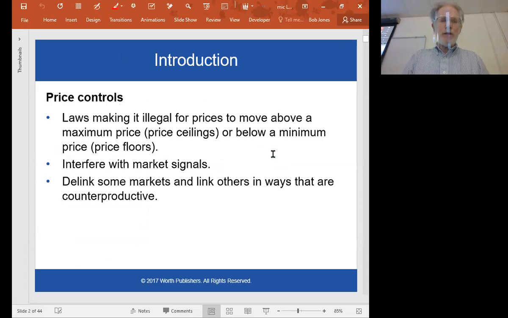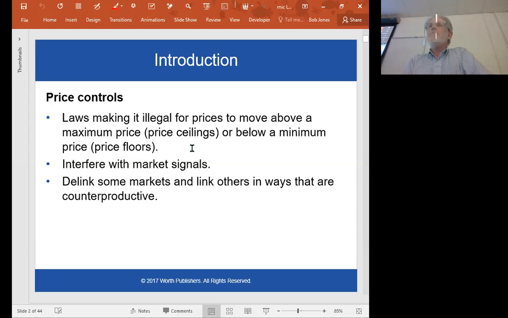So just a few introductory ideas. When we talk about price controls, right, we're talking about laws that make it illegal for prices to move above a maximum price or below a minimum price. So the ceiling is where you have a maximum legal price for something, and a floor is where you have a minimum legal price. Okay? Basic idea is the government has looked at the equilibrium price and they've decided they don't think that's the right price. So they want to move the price to a different level.